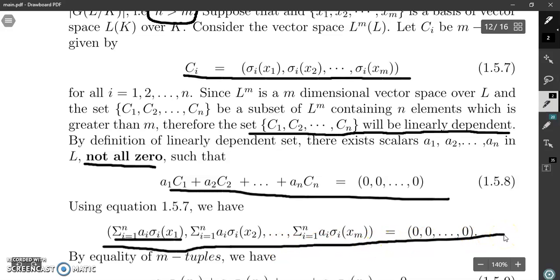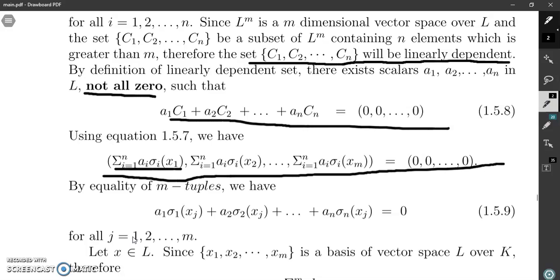Now by equality of m-tuples, since both are the same, each place will be separately 0. It means A1 sigma 1 x1 plus A2 sigma 2 x1 plus dot dot dot An sigma n x1 is 0. Similarly, at the jth place, it will be A1 sigma 1 xj plus A2 sigma 2 xj plus dot dot dot. So here we just write the general place.